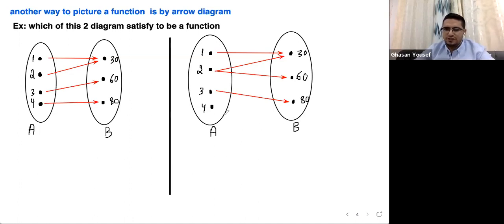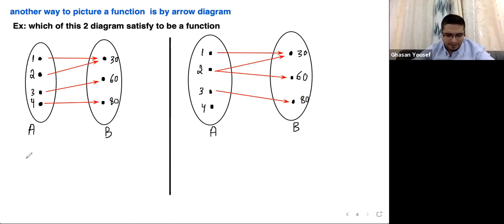No. And this is also wrong because in a function, every element in set A should take an image: 1 takes an image in B, 2 takes an image in B, 3 takes a value in B, and also the 4 should take a value in B. So the 4 here does not take anything, so this is not a function. The 2 takes 2 values, and this is not correct because every element should take only 1 value. And the 4 does not take anything, and this is wrong also.